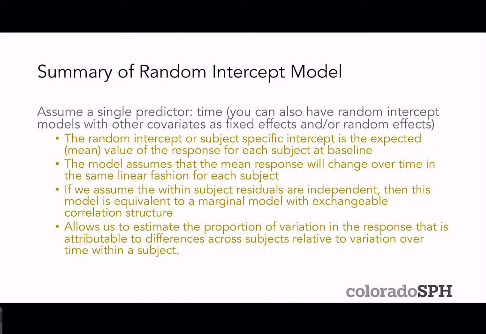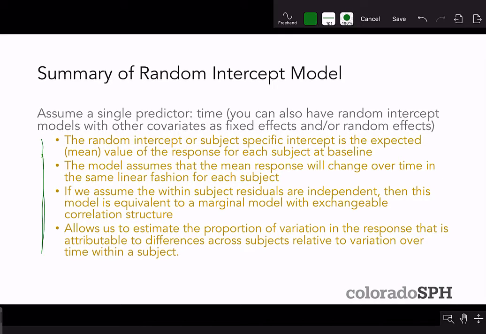So before we move into the next model, I want to give a quick summary of the random intercept model. This summary assumes a single predictor, which is time, but you can also have random intercept models with other covariates as fixed effects, and you can also include other random effects. But when you have a simple model like what we've discussed here, the random intercept, or subject-specific intercept, by the way, those terms are interchangeable, is the expected value of the response for each subject at baseline.